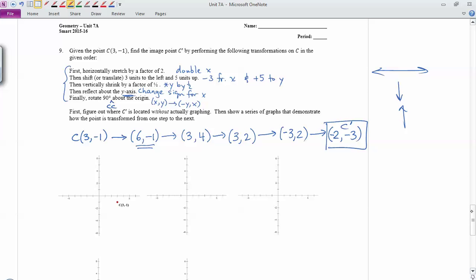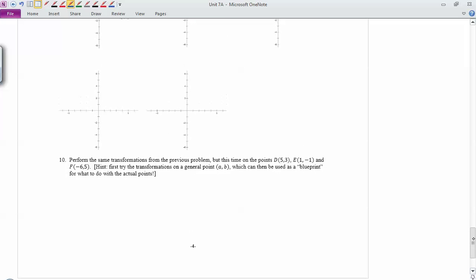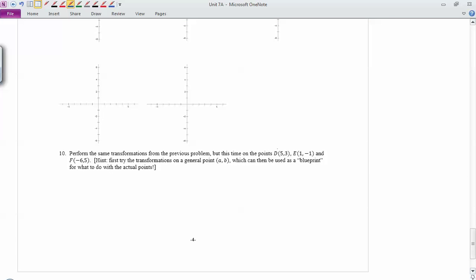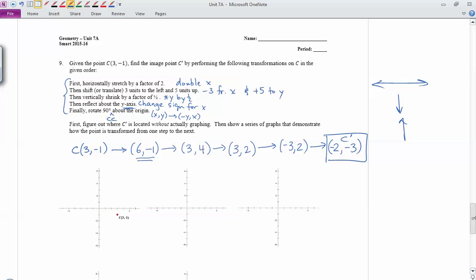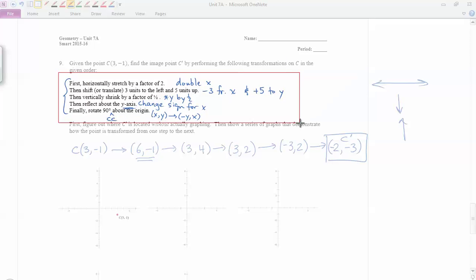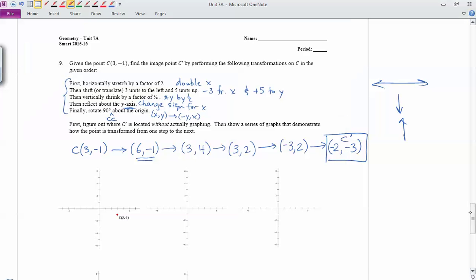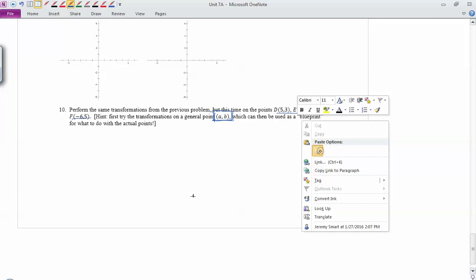Okay. And then the one other thing we did in class, we didn't bother with the graphs. The graphs were there to show you what happens at each step, but I'm not worried about that. So the last thing was to perform the same transformations, but now do it on 3 other points. And really all I wanted to do was preview how to do it with some point that has no specific numbers in it. So I'm going to, let's see if this works. I'm going to take this, edit, copy. I'm going to paste it down here somewhere so we can see it. Edit, paste.